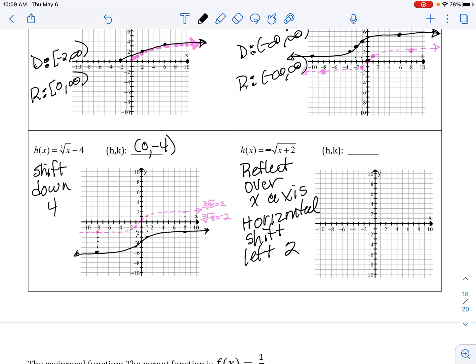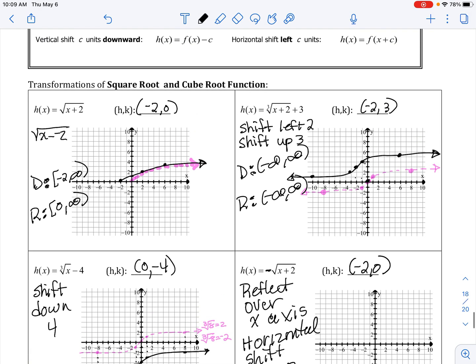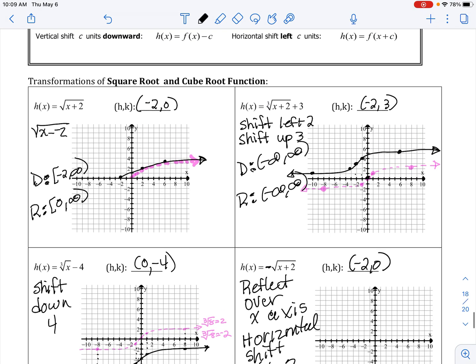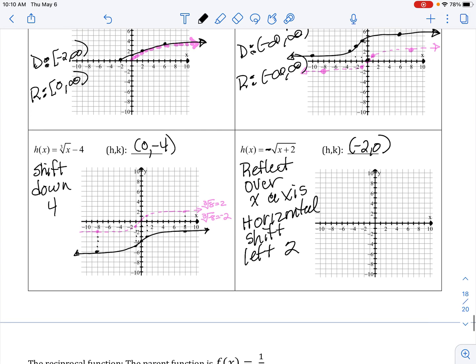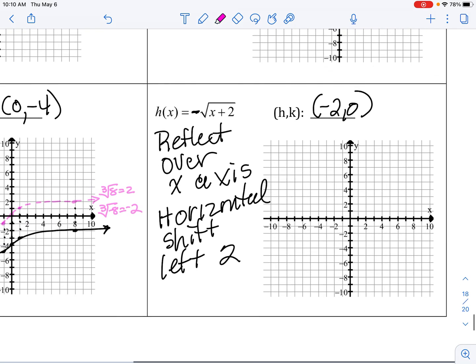All right, so that means my HK is going to still be at negative 2, 0, right? Just like it was in the very first example, only instead of your square root starting at negative 2, 0 and going up to the right, it is now going to be reflected and start at negative 2, 0 and go down and to the right. All right, so what does that parent function look like? Again, 0, 0, 4, 2, 9, 3. Those are my standard points.